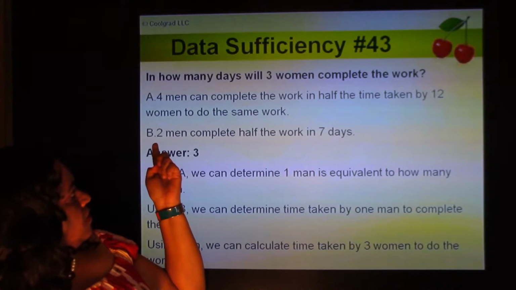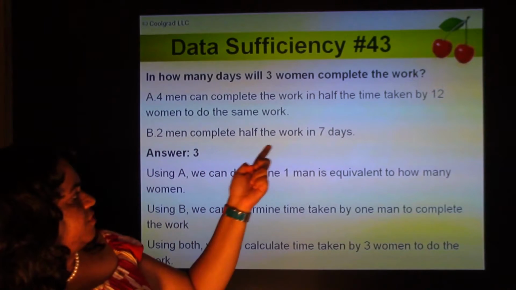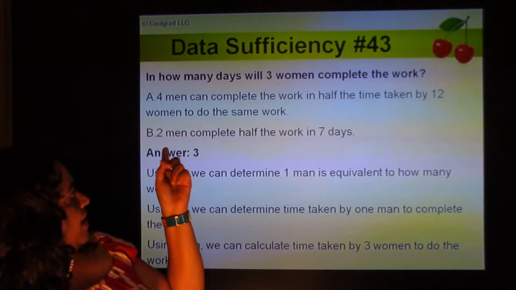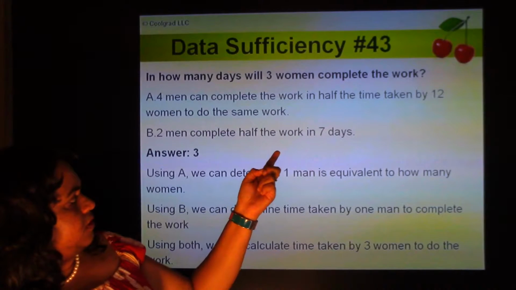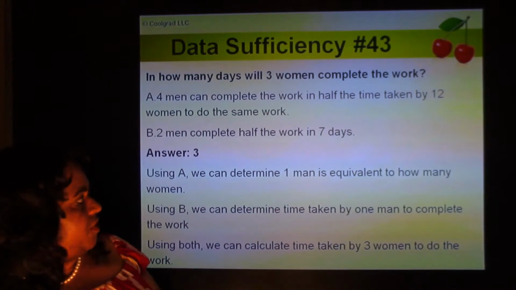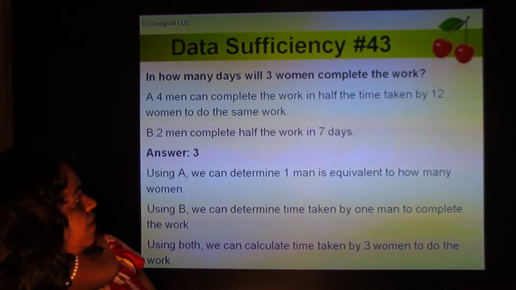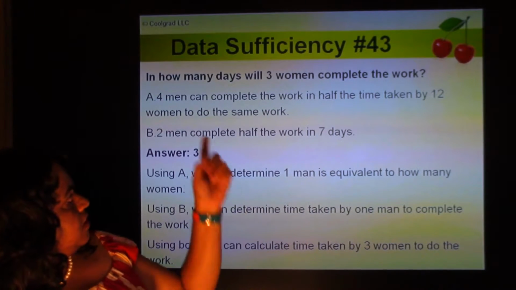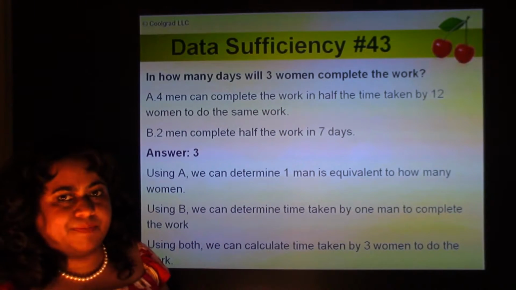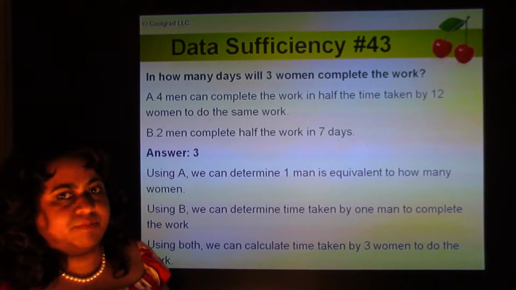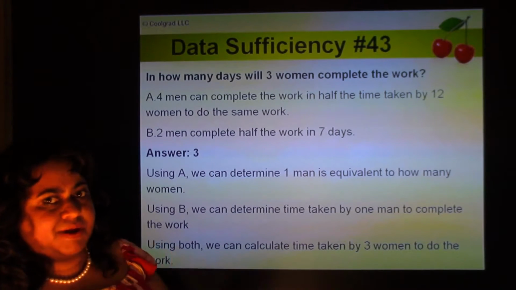Using statement B alone, 2 men complete half the work in 7 days. So we clearly know that 1 man can complete the work in 14 days. From this we know exactly how much time 1 man takes to complete the work. In statement A, we just know the ratio of time taken between men and women, but we don't know how many days they take to complete the work. But in statement B, we know exactly how much time 1 man takes.